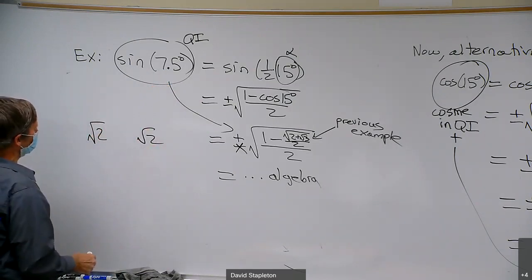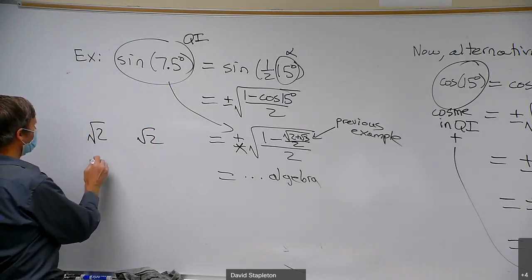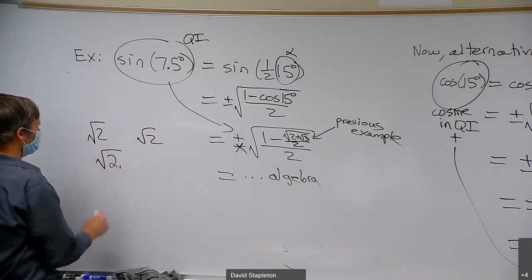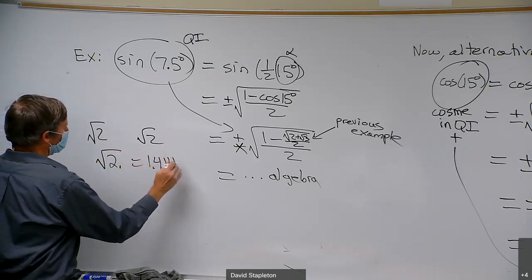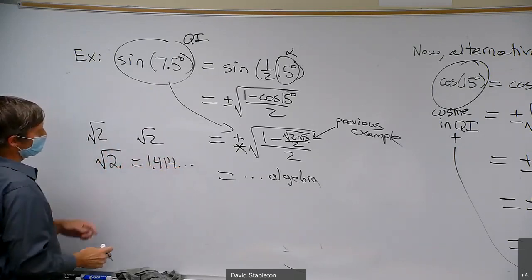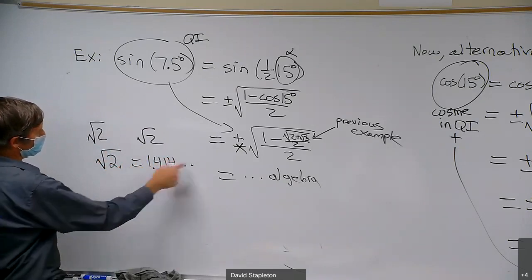If you want the decimal, what can you do? You put square root of 2 point. Now it'll give you 1.41415, other stuff. Anyways, it starts off like that. It's non-repeating though.